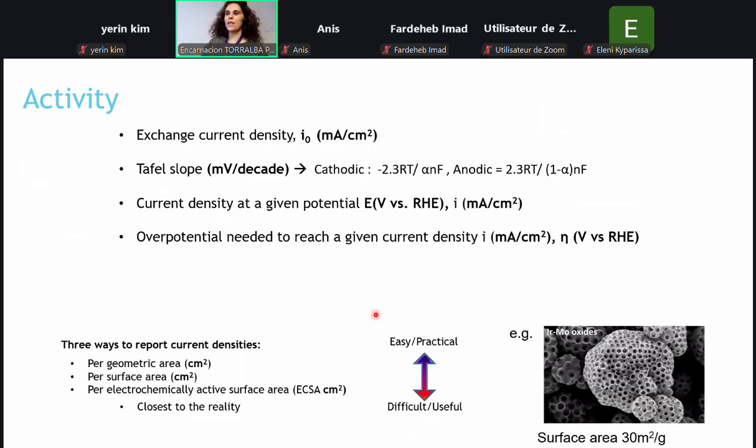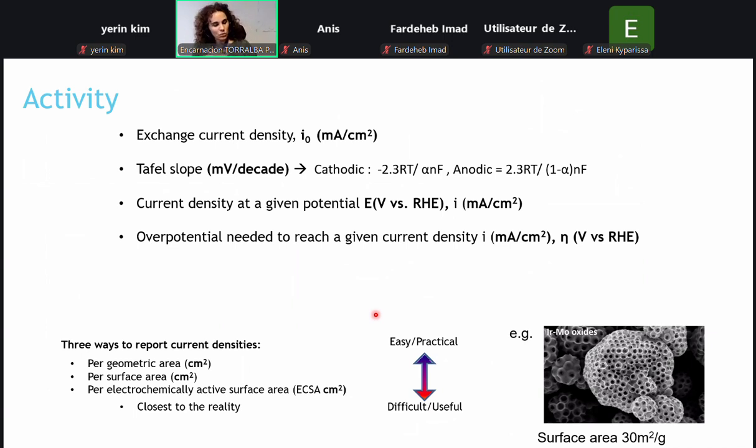So what are some descriptors of the activity? Normally the activity is related to the current density. When we say this catalyst is very active, it means that it produces a lot of current density at a low overpotential. Important: it's not only that it's active. If I apply 5 volts, that is huge. I want to apply the lowest potential possible and have a lot of current.